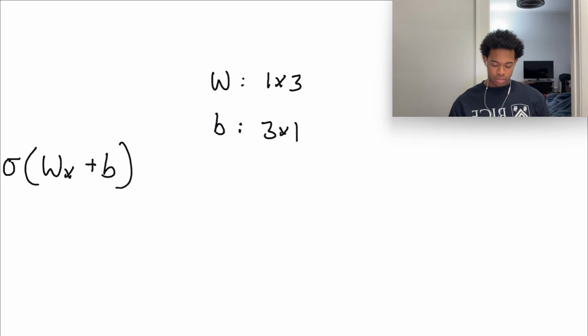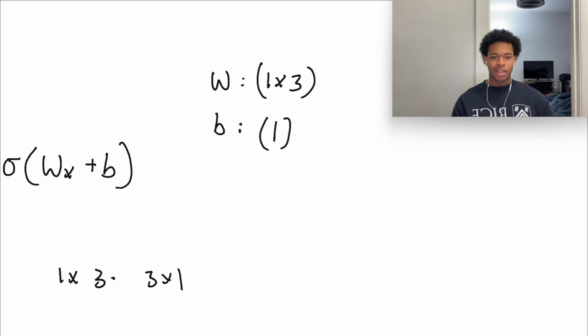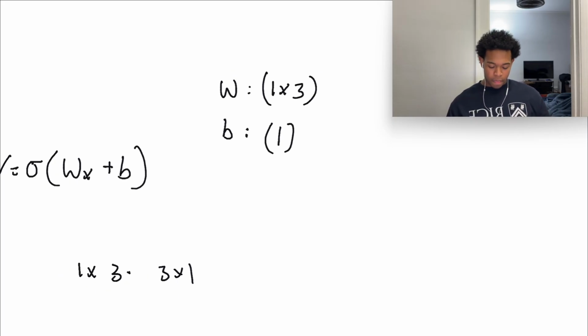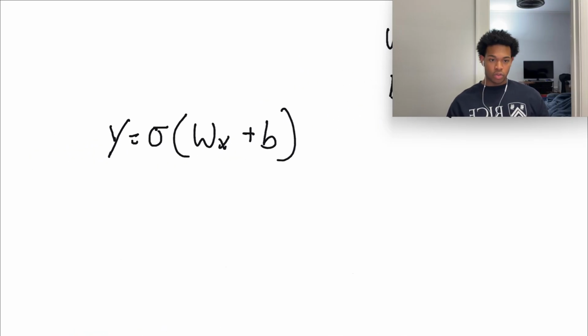What? 1 by 3 times 3 by 1 is a 1 by 1. Oh, so b would actually be a scalar. That makes sense. B would be a scalar, and the w would effectively be a vector, and we will call it a 1 by 3 matrix.